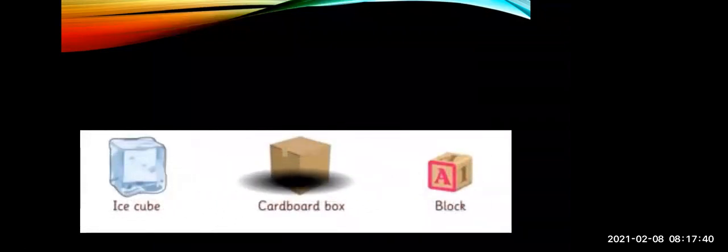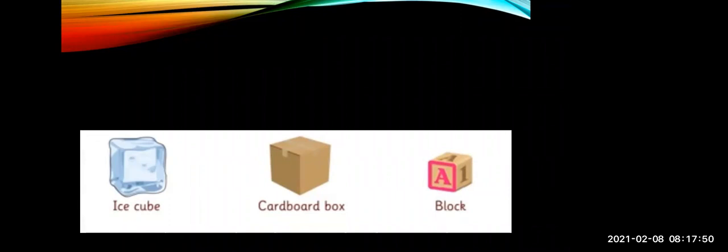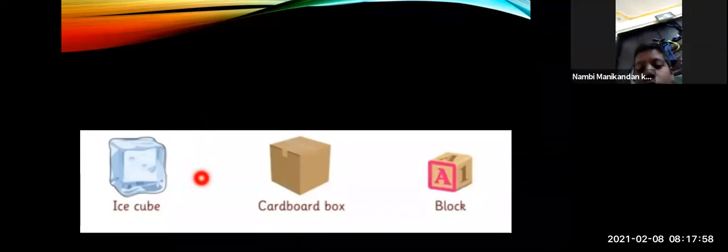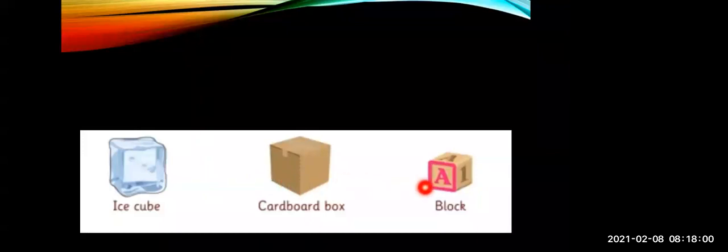Now, students, you have to tell me, some shapes are there, some real life examples are there. You have to tell me which 3D shape it is related to. You can see a cube: an ice cube, a cardboard box, and a block.